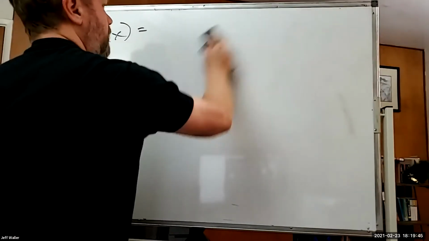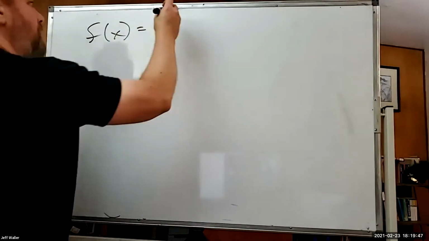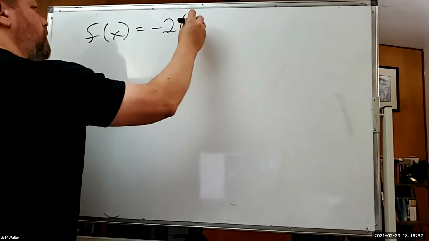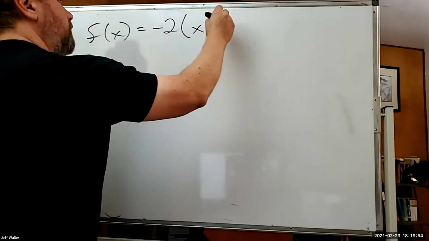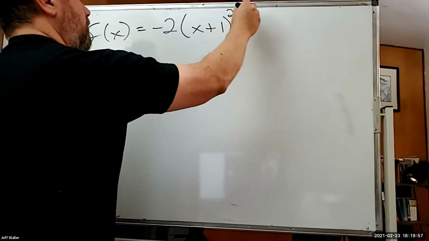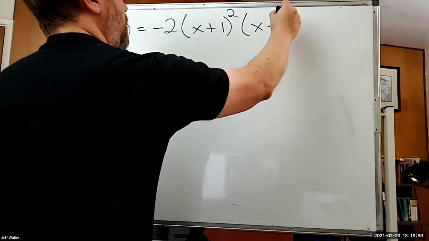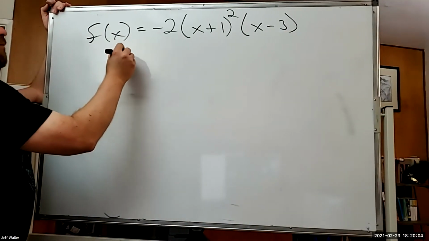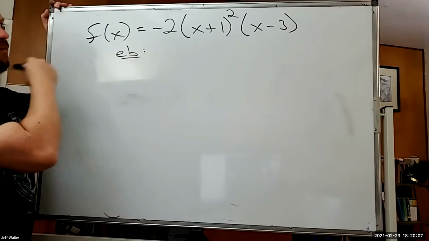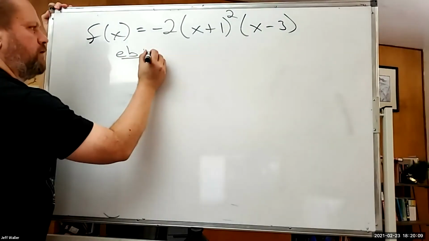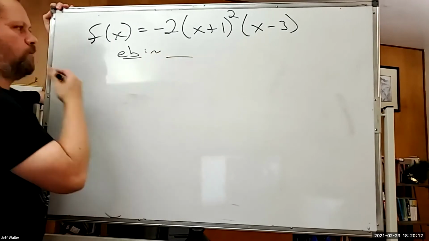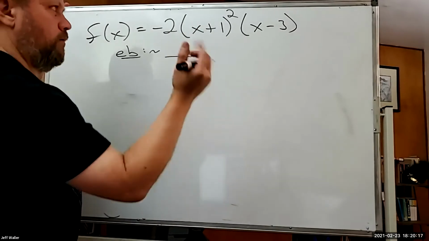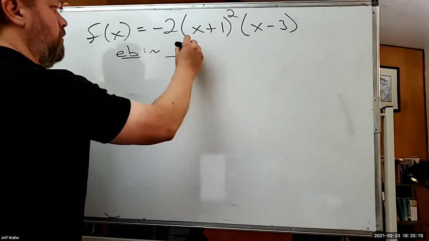So let's do one more real quick. How much time do I have? Not much. Let's see. -2 times (x plus 1) squared times (x minus 3). So what's the end behavior? Be careful. When I normally do end behavior, it's approximately something. Third power. Now, what do you have to be careful about?